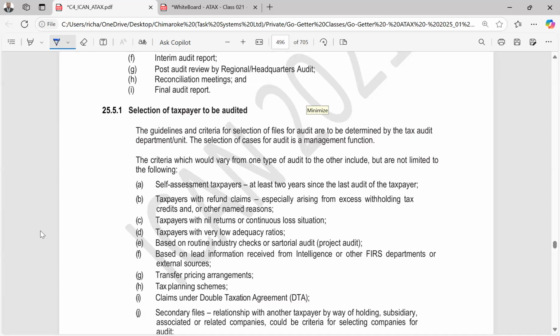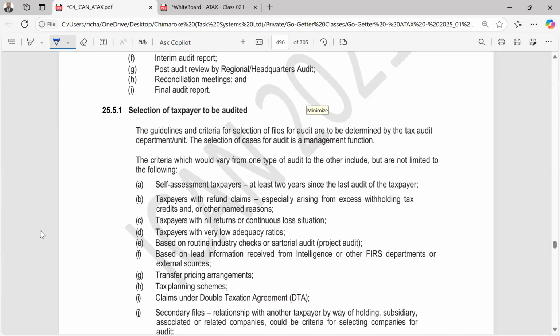Then there are taxpayers with very low adequacy ratio. Adequacy ratios are all these financial ratios: gearing ratio, liquidity ratio. When they check your financial statement, they are checking all those ratios with a view to knowing the health of the company. And so when you have this low, unhealthy adequacy ratio, you'll be selected for audits.